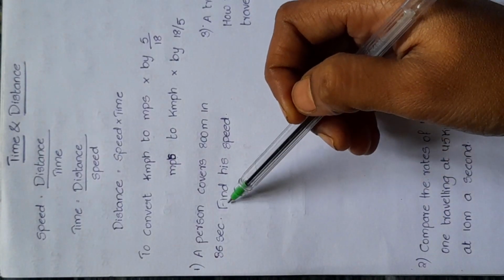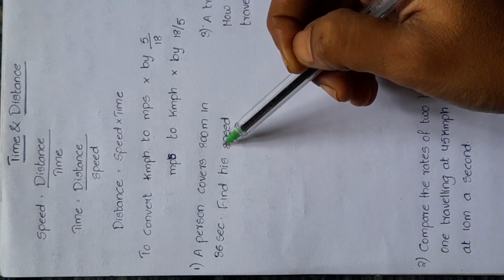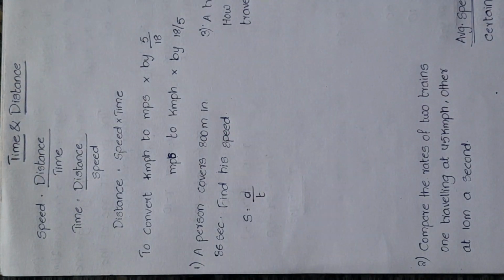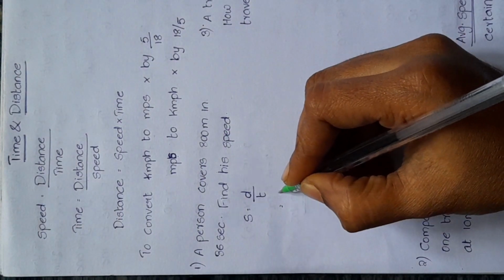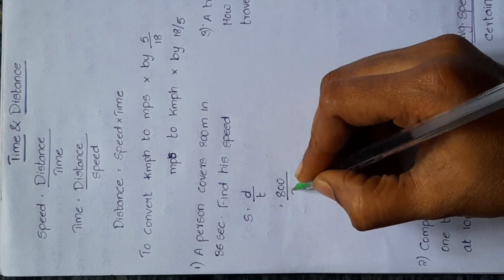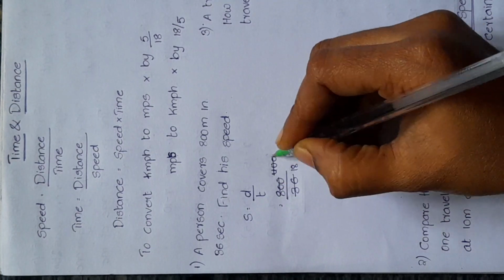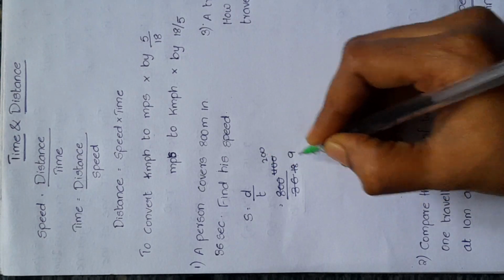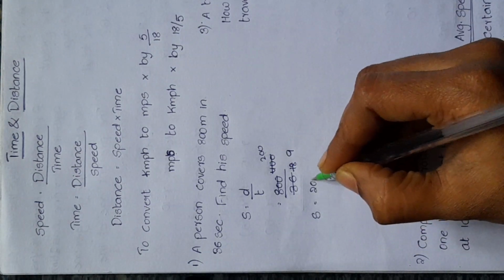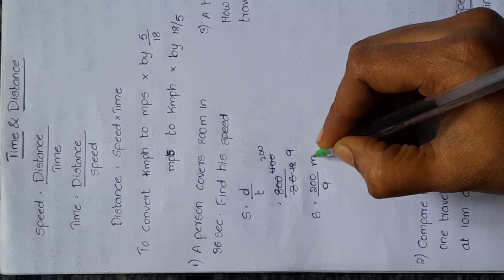Let us see the first question. A person covers 800 meters in 36 seconds. Find his speed. Speed is equal to distance by time. Here the distance is given as 800 meters by 36 seconds. 18s are 400, 200 and 9s. So the speed is 200 by 9 meters per second.